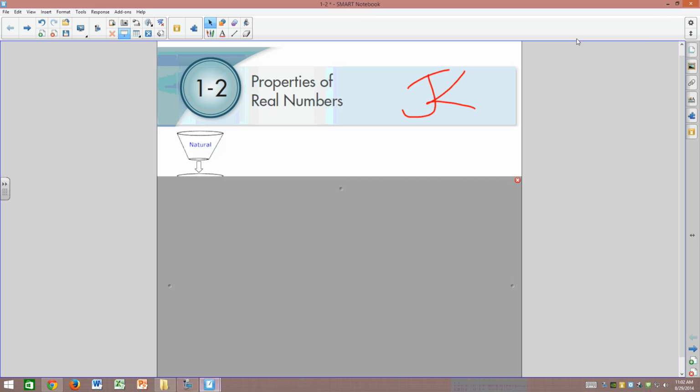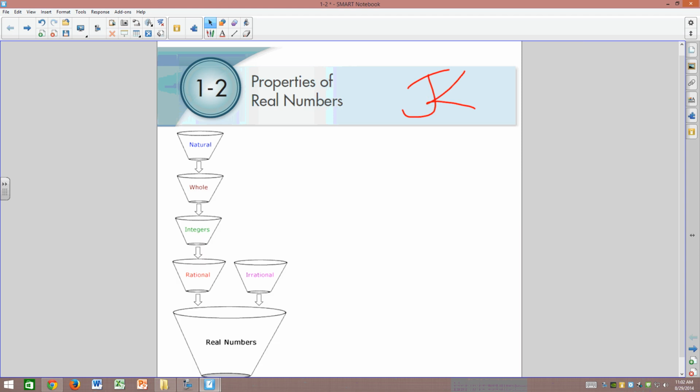All right, today we're going to talk about properties of real numbers. So we have this handy dandy little visual tool for you. Basically, think about pouring numbers into that top funnel and just see where they go. I see that the top funnel is smaller and it fits inside the others. Right. That means it's a smaller group of numbers. And every time the funnel gets bigger, there are more numbers involved.